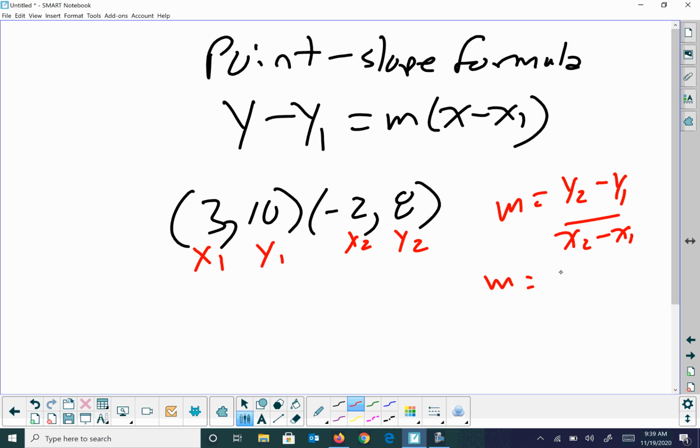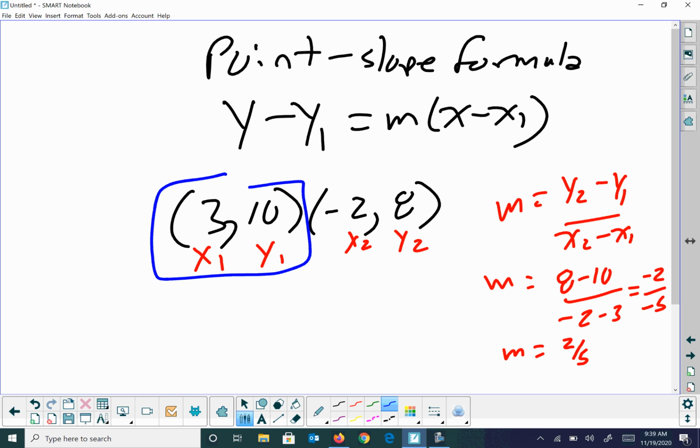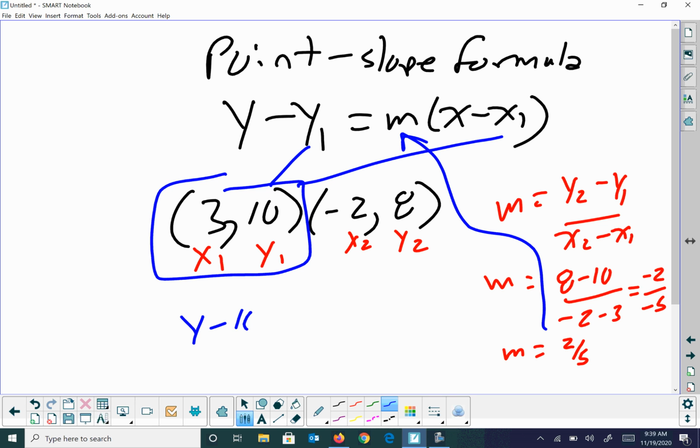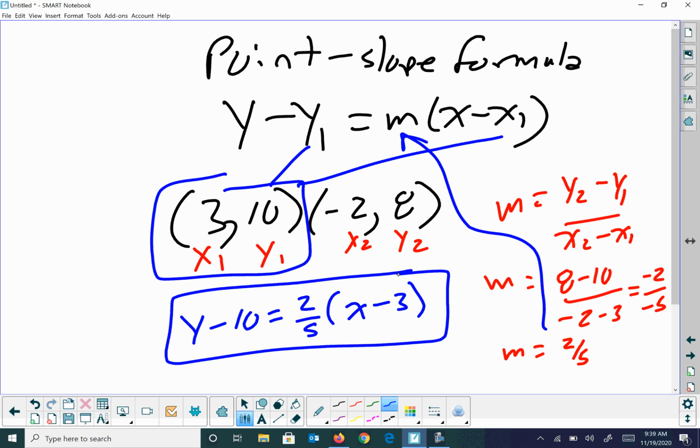So we get a slope of 8 minus 10, and x2 is negative 2 minus 3. So that's going to give me negative 2 over negative 5. Negative over negative is positive, right? So that is the slope. Then, because I have x1, y1 already labeled, I'm going to plug those into this equation, and I'm going to plug my slope into that as well. So I'm going to get y minus 10 equals 2/5 times x minus 3. And there's my linear equation. It's left in point slope form, which is totally fine.